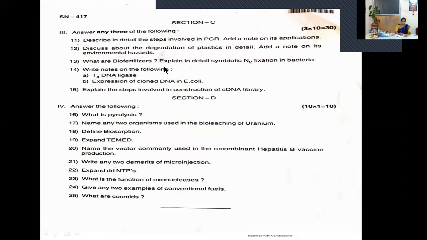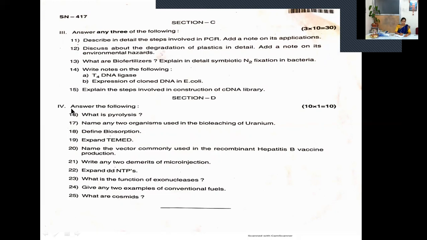What are biofertilizers? Explain in detail symbiotic nitrogen fixation in bacteria. 14th question, write notes on the following. T4 DNA ligase, expression of cloned DNA in E. coli. 15th question, explain the steps involved in construction of cDNA library.